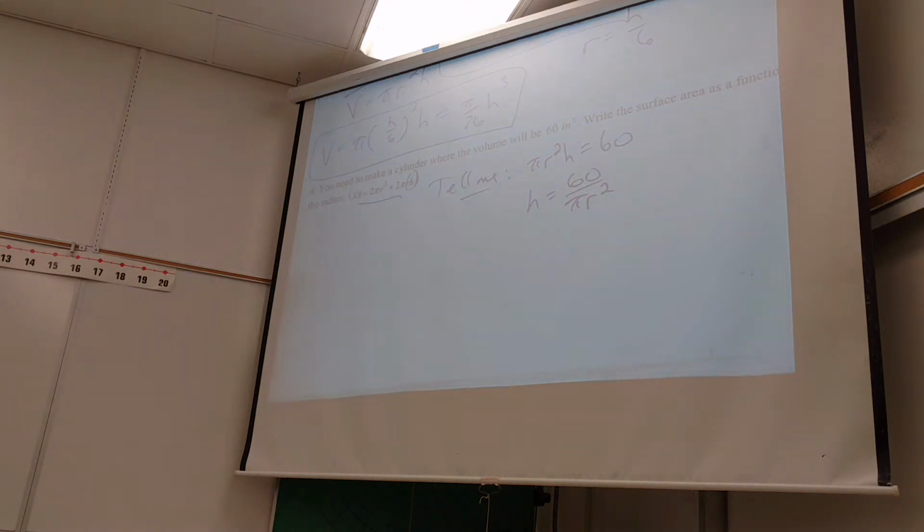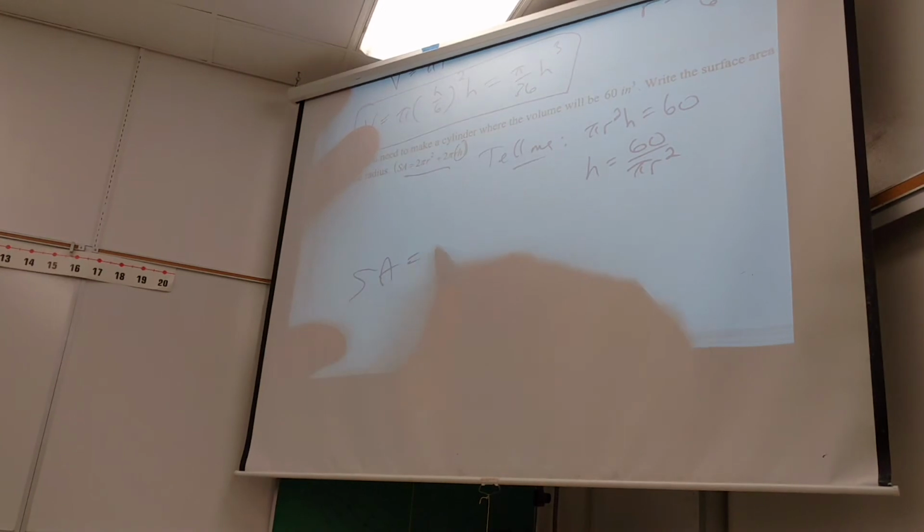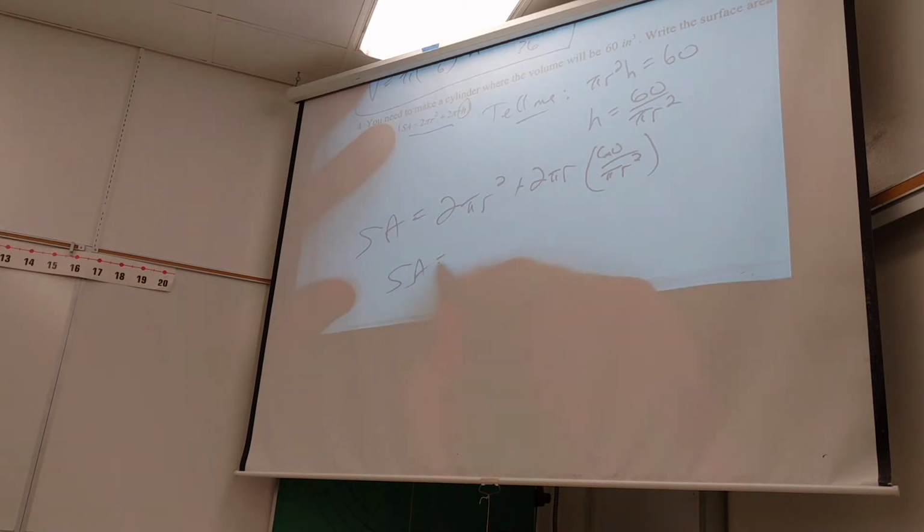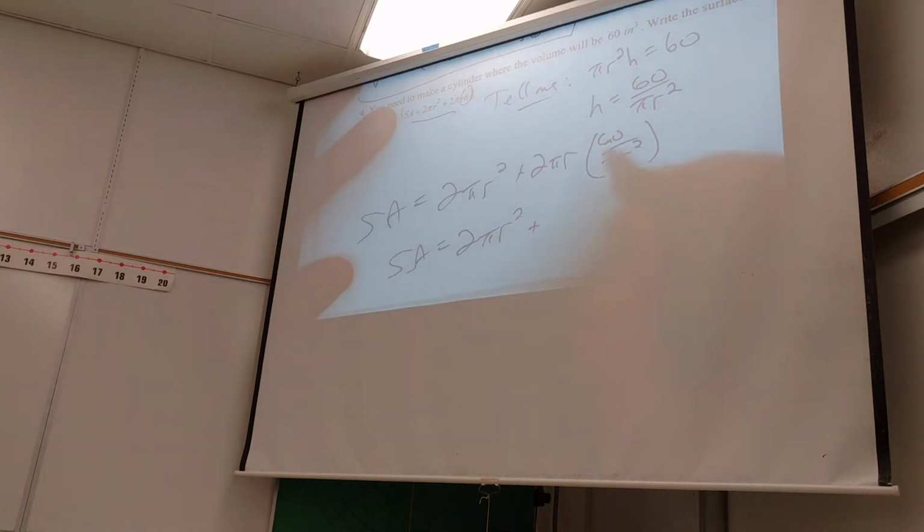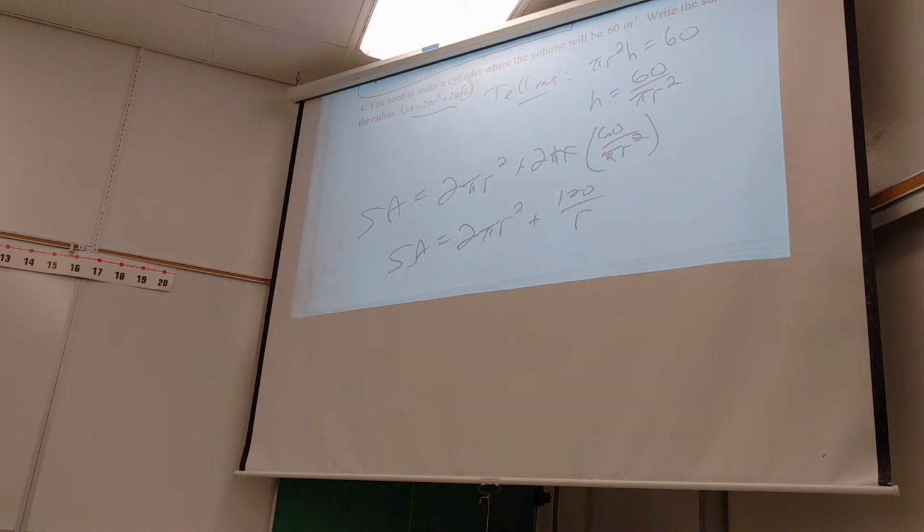So you solve for the letter you want to replace, so you can replace it. And so the surface area will be 2 pi r squared plus 2 pi r times this mess. So finally, you get 2 pi r squared plus, pi's cancel, 1 r cancels, 120 over r. And then I can ask you, how quickly is the surface area changing when the radius is changing by 3 whatevers per second? That's now it's set up for the calculus.